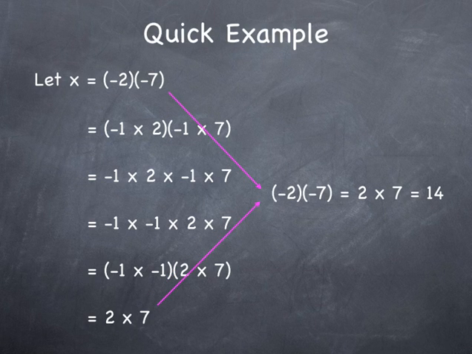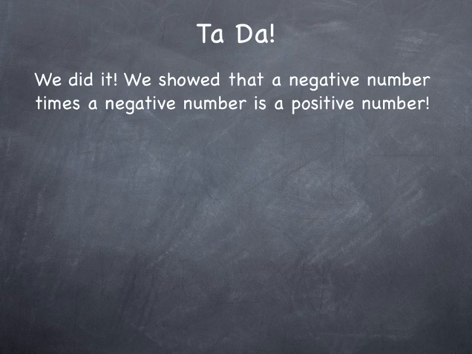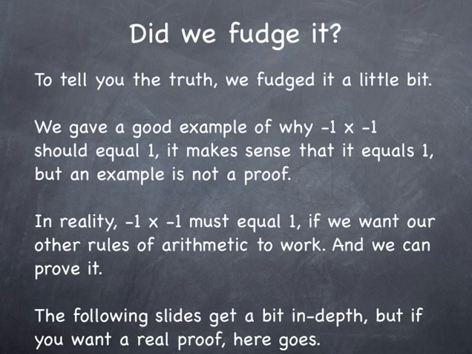Here's a quick example. Let x equal negative 2 times negative 7. If you go through the steps, you end up with 2 times 7, which is positive 14. Ta-da! We did it. We showed that a negative number times a negative number is a positive number. To tell you the truth, we fudged it a little bit. We gave a good example of why negative 1 times negative 1 should equal 1. It makes sense that it equals 1, but an example is not a proof. In reality, negative 1 times negative 1 must equal 1 if we want our other rules of arithmetic to work, and we can prove it.